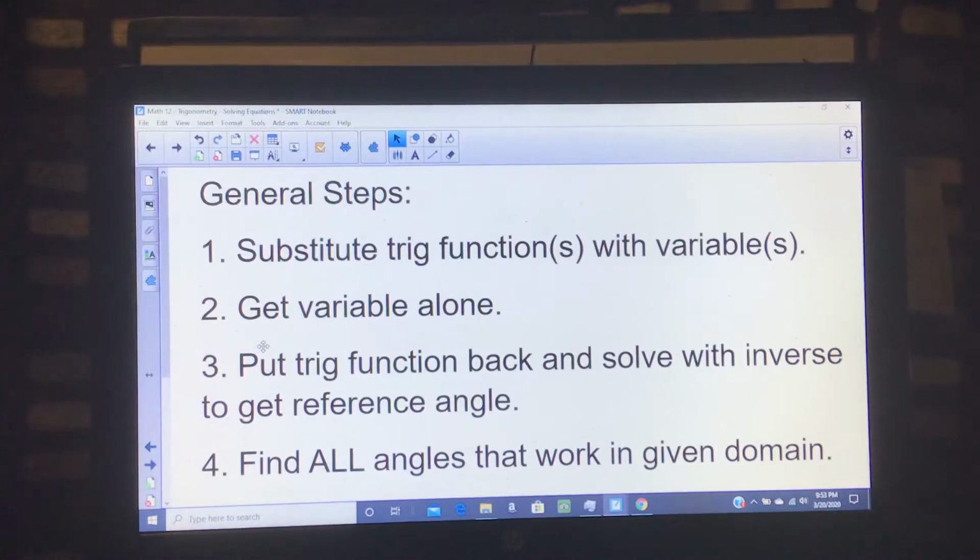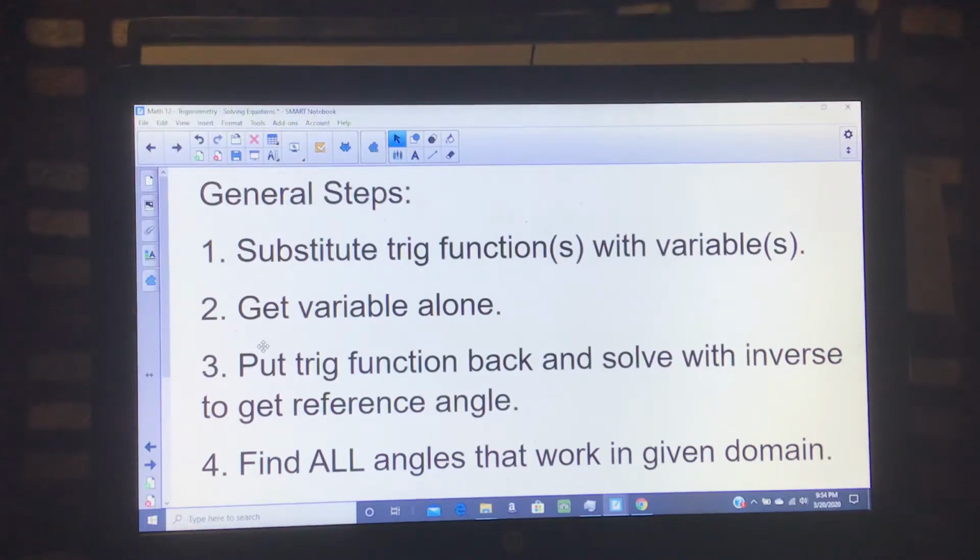The general steps are: number 1, substitute the trig function, or if there's more than one function for the harder ones, with variables. I'll show this. Basically, the trig function is kind of a complicated looking thing. It's easier to replace it with a letter. So if I have sine x in my equation, I'm just going to call it s. If I have cosine x, I'm going to call it c. If I have tangent x, I'm going to call it t. The reason for this is to make the equation look simpler.